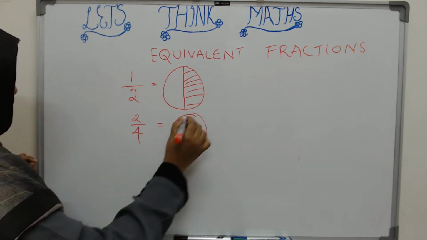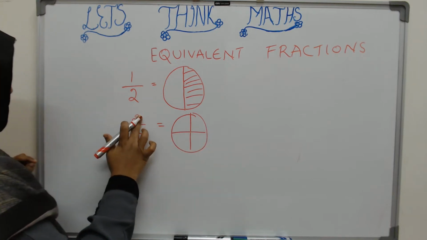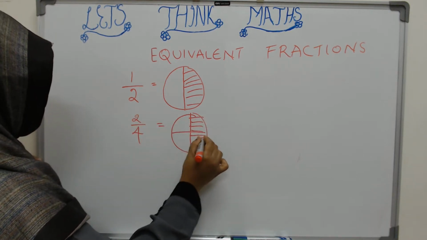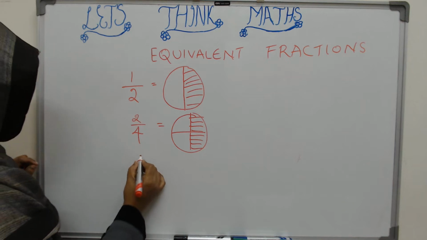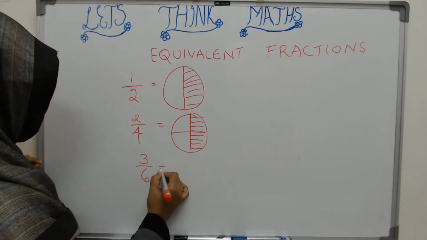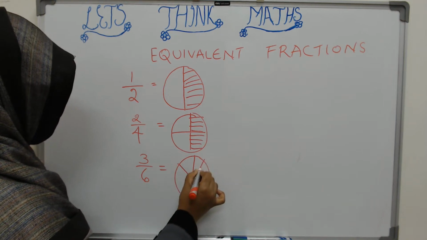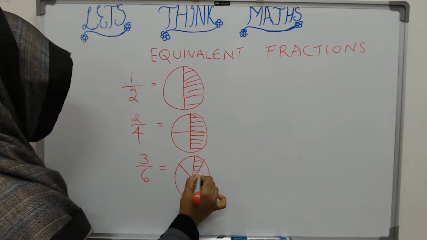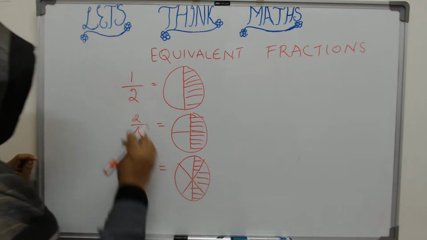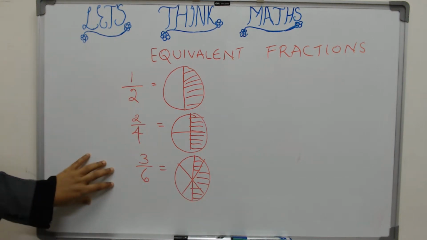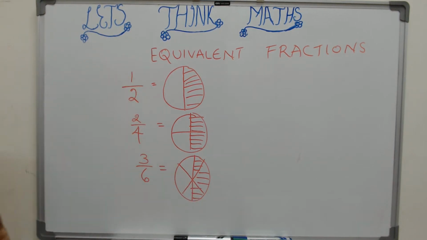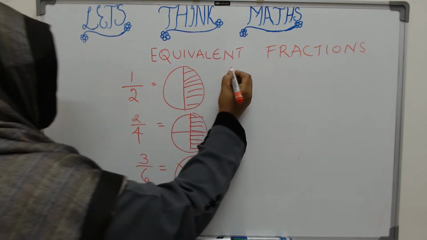Look at the denominator, 4 divisions. Look at the numerator, right? 3 by 6. Make 6 equal divisions. So there we have 3 different fractions, but they mean the same thing. So that means these are all equal.